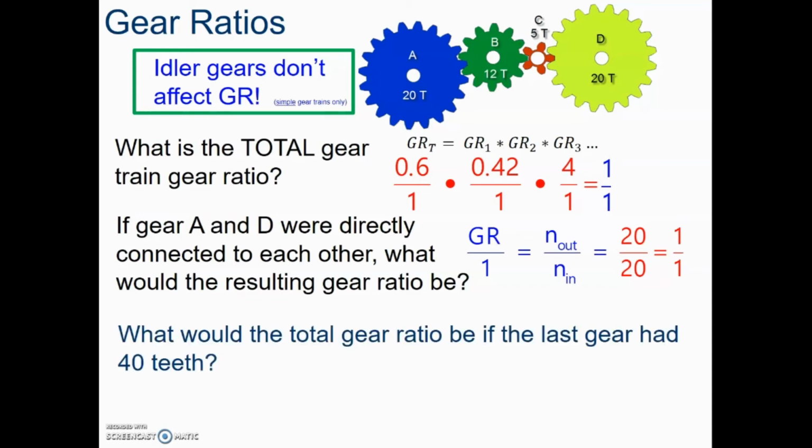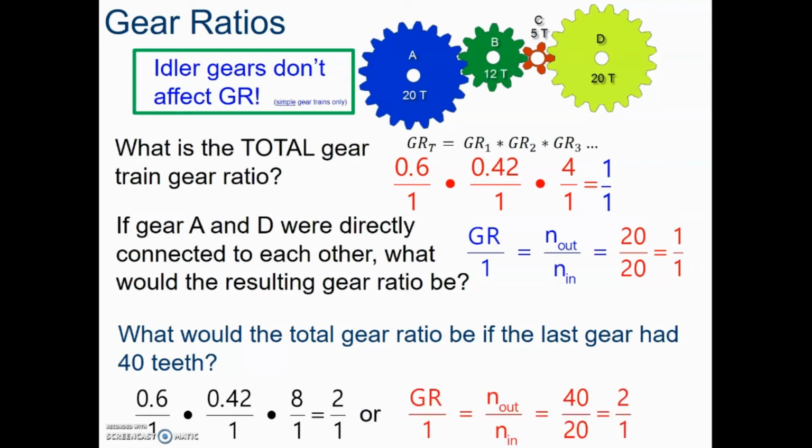Now, if we modified it a little bit and we were looking for the total gear ratio, if D had 20 teeth, the driven had 40 teeth, we could do kind of the same thing if we really wanted to, or we can make our lives way, way, way easier and have our number of teeth input, which is 20, and our number of teeth output, which is 40, to get a gear ratio of 2 to 1. So when we're doing those calculations, remember, we don't care about idler gears in our calculations. We only need the gear ratio as if the first and the last gear were meshed together. So that is for a simple gear train.